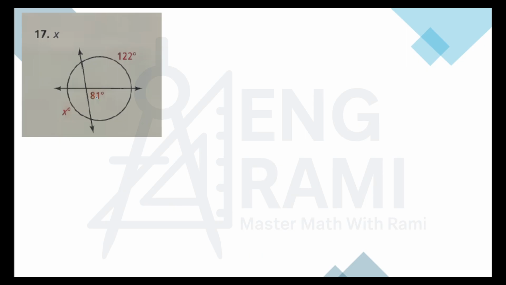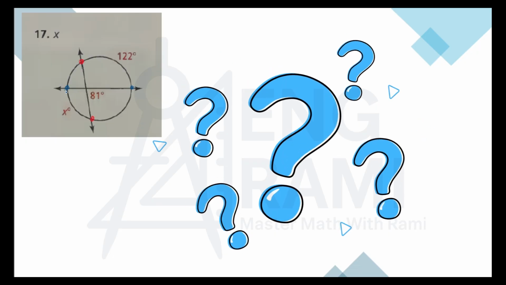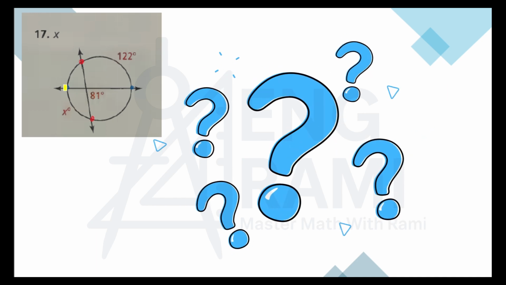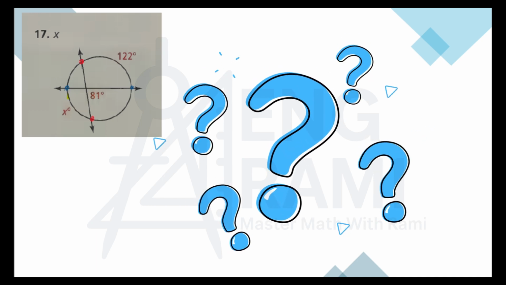Another example, we have a circle and two secant lines. This line intersects this circle at 2 points, and this line intersects this circle at 2 points, so both are secant lines. He is asking us to find the measure of this arc here.